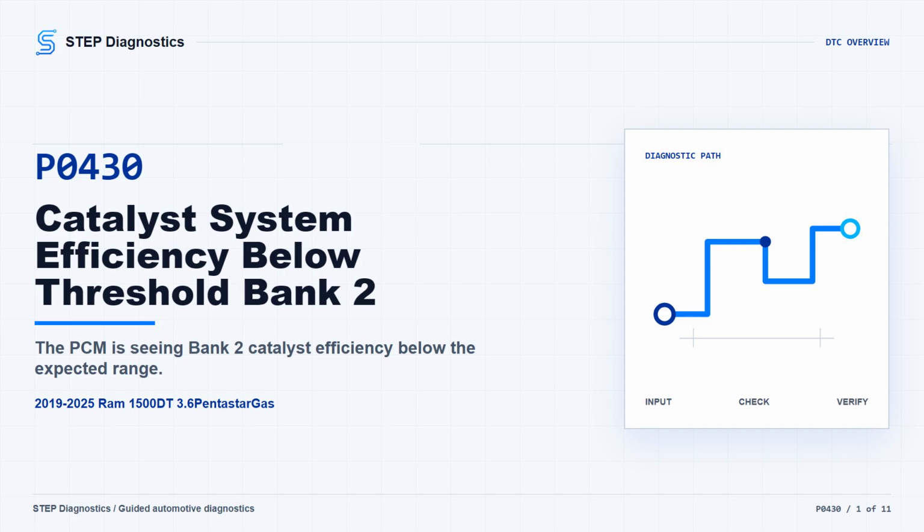The PCM is comparing upstream and downstream oxygen sensor activity. So the diagnostic path is about proving the code is repeatable, making sure oxygen sensor faults are handled first, then checking the converter, exhaust, engine condition, and sensor history in order.